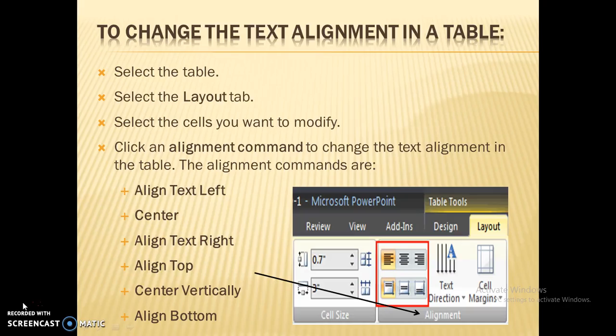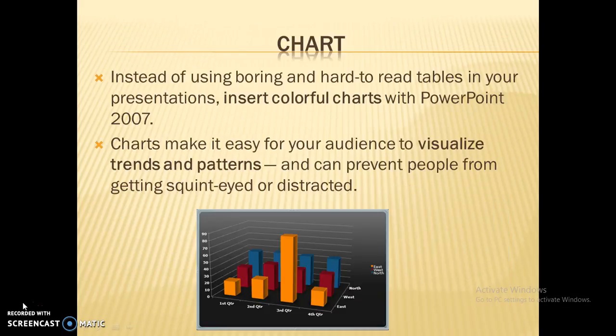If you want to change the text alignment in a table, you can also select the Layout tab and select the cells you want to modify. Click an alignment command to change the text alignment in the table. There are a few commands: left, center, right, top, vertically and then bottom.